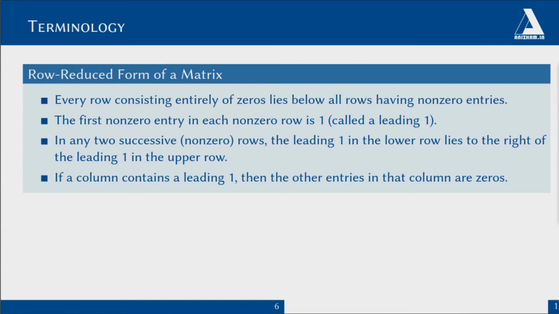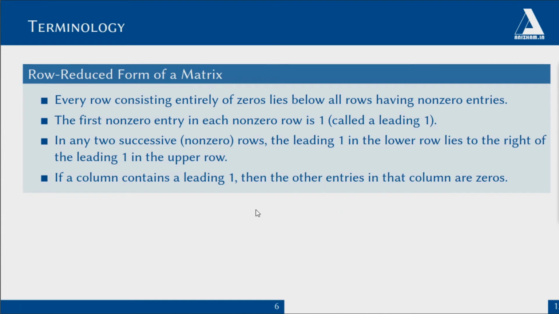The second condition for a row reduced form of a matrix is the first non-zero entry in each non-zero row is 1, and this particular one is known as the leading one. The next condition is in any two successive non-zero rows, the leading one in the lower row lies to the right of the leading one in the upper row. Then if a column contains a leading one, then all the other entries in that column are zeros. These are the four conditions for a matrix to be in row reduced form.